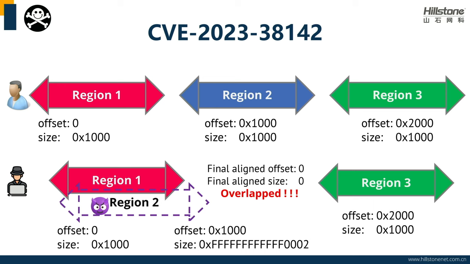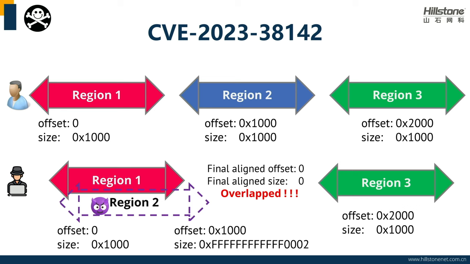If we allocate a region with an extremely big size, 0xFFF...002 is actually minus 0xFFFE. Based on the region and the view granularity, the final offset of region 2 will actually be 0, so the allocation size will still be 0. So what does this mean? This means that region 2 will overlap with region 1, and they will map to the same physical address.